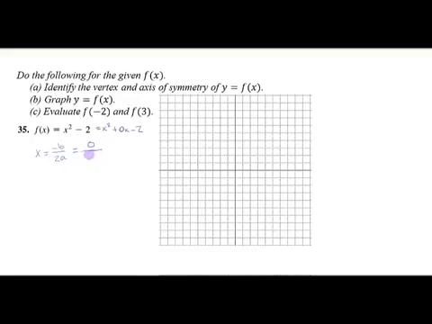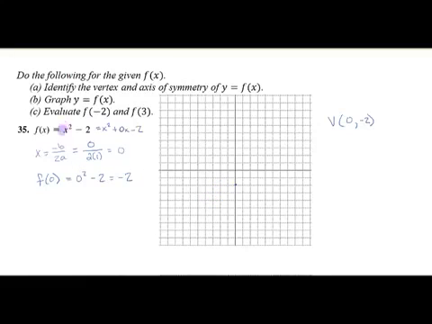2 times a is 2 times 1. So we're going to get a 0 out of that for our x. So I know my vertex is 0 for the x. Let's find the y. Remember, we put the x part that we found back into the equation. So 0 squared minus 2. 0 squared is 0, minus 2 is negative 2. So our vertex is 0, negative 2. There we are.